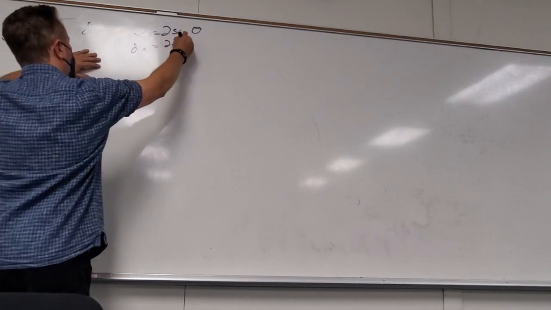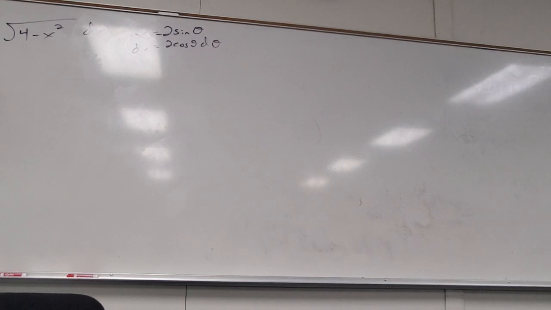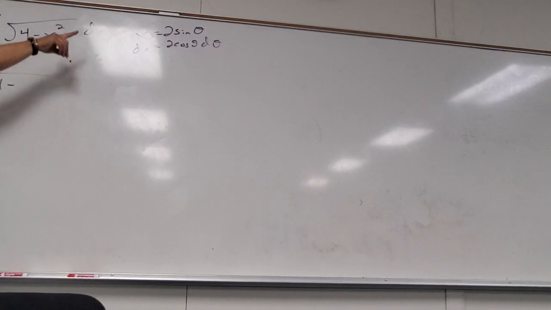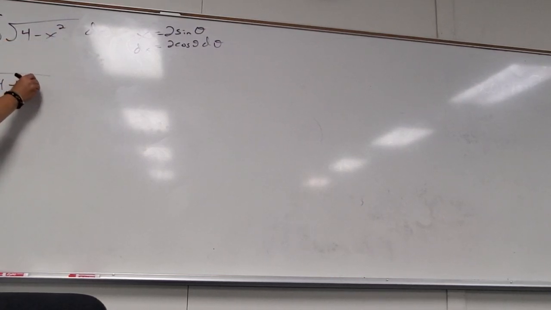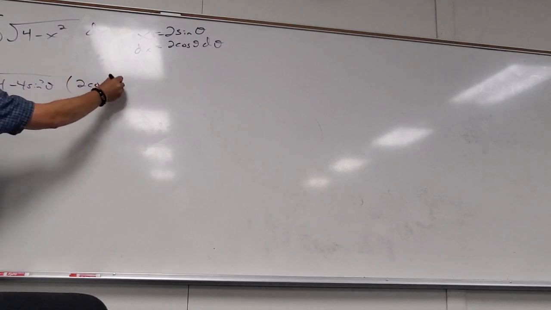So dx is 2 cosine theta d theta. So then you get the integral of the square root of 4 minus 4 sine squared. dx is 2 cosine theta d theta.